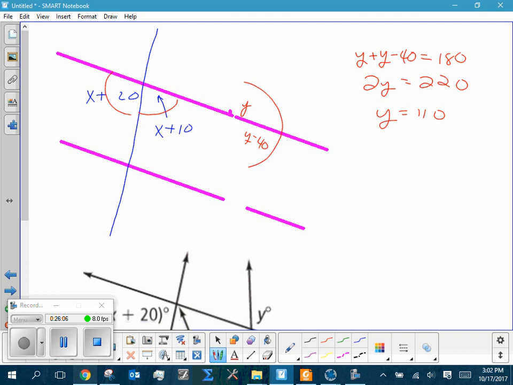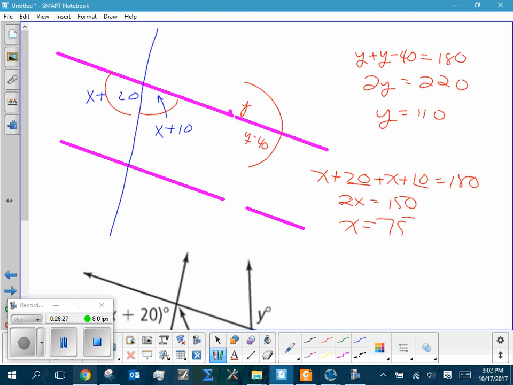Yeah, there should be another linear pair. They should be supplementary. So we got x plus 20 plus x plus 10 should equal 180. We get 2x then. Move that 30 over. So it gives me 150. So x ends up having to be 75.